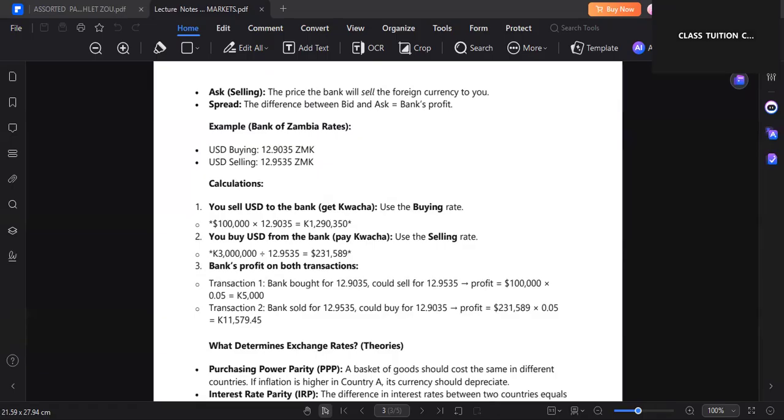Now, what is the bank's profit in these two transactions? Let's look at transaction one and transaction two. We bought for 9.3035 and sold for 9.9535. So the profit is the difference. You multiply the $100,000 by the difference, okay?